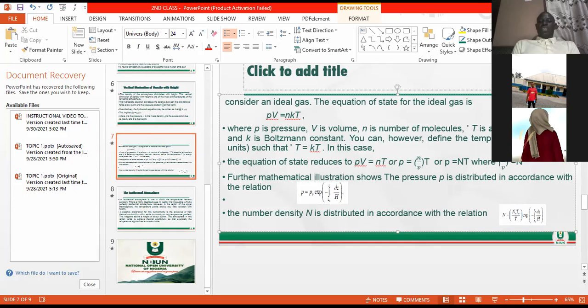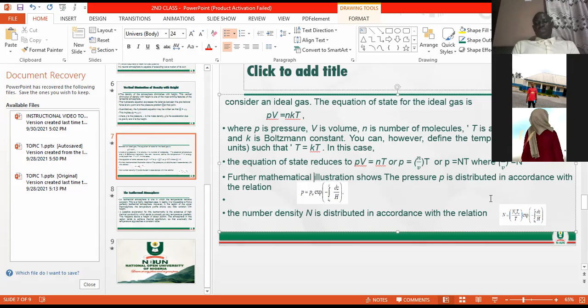a relation for density, or mass over volume. This one can be said mass over volume, because N is the number of molecules which can be related to mass divided by volume. So this one gives us the density relation. So if you make N the subject of the formula here, it will be P over what? N will be P over T. That's why this T is here.